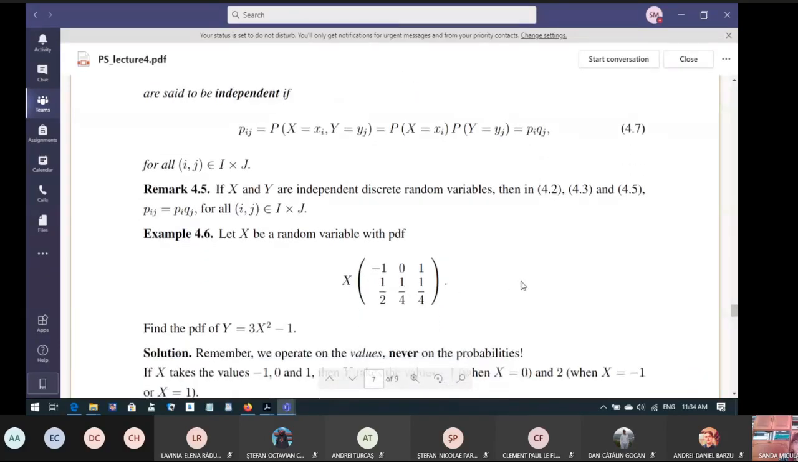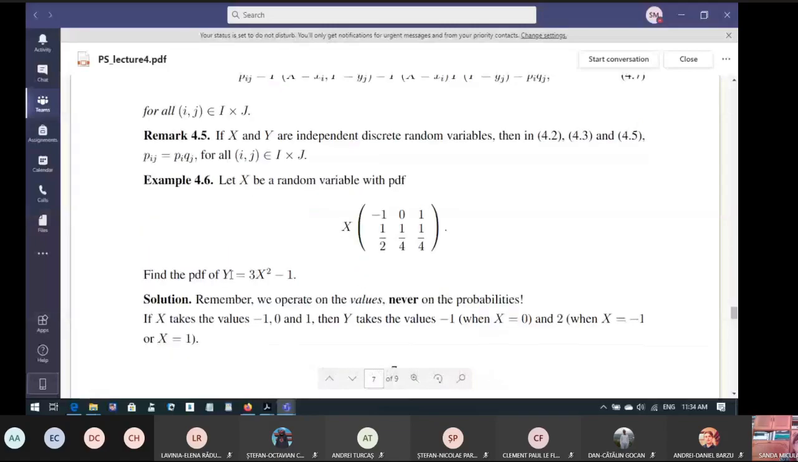And let's look at some examples, simple examples so that we can do the computations easily. Start with one variable. So the PDF takes the values -1, 0, 1, and the given probabilities. Remember, always the sum of the probabilities is equal to 1. Find the PDF of this new variable Y, which is defined as 3X squared minus 1, right? A simple function of the variable X.